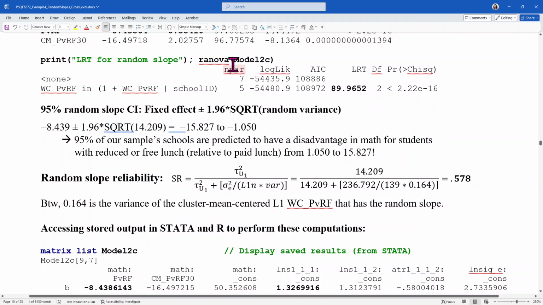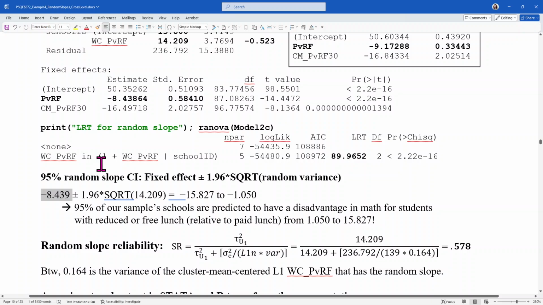ANOVA is how we do likelihood ratio tests. There's my 2 degrees of freedom. I'm going to compute a couple of things regarding my random slope. One is a confidence interval. The middle of the confidence interval is the fixed effect, the -8, that's the average poverty gap, plus or minus 1.96 to create a 95% interval, times the square root of 14.